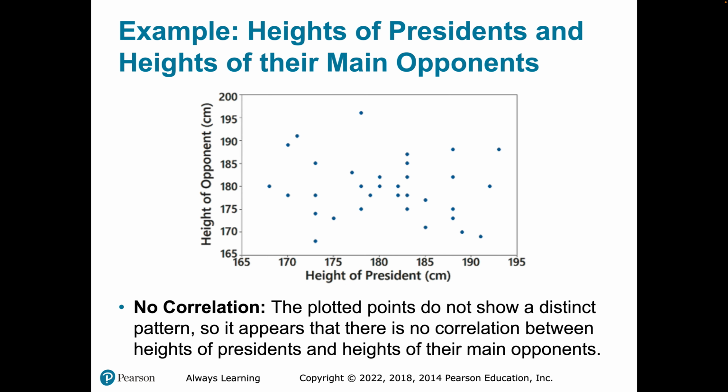Let me give you some examples. Heights of presidents and heights of their main opponents. I see no correlation here. I don't see any distinct pattern where there's a positive relationship or a negative relationship. So by default, this relationship would be described as no correlation. And with a scatter plot that exhibits no correlation, the best fit, which we actually call the line of best fit, is just a horizontal line.